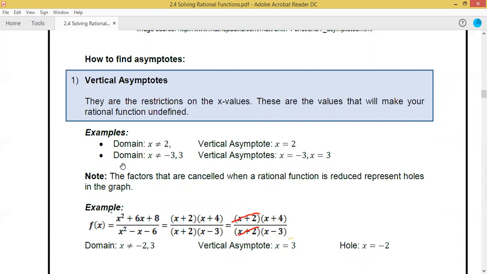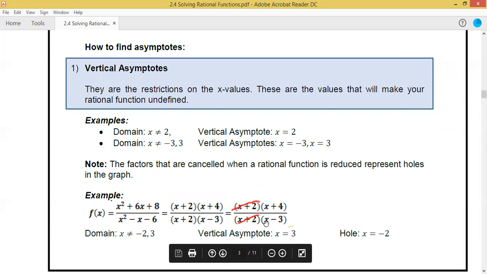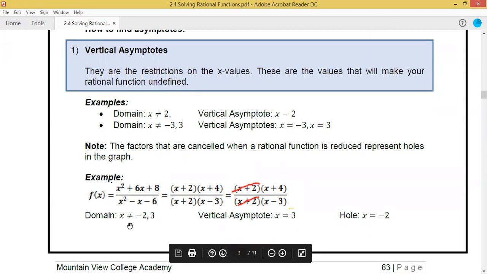If your domain is x is not equal to -3 and 3, then we have two vertical asymptotes. We have x equals -3 and x equals 3. Let's take this example. Our denominator should have restrictions at -2 and 3. This is our domain. X should not be equal to -2 and 3.